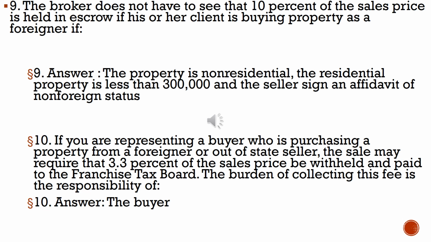Question number 10. If you're representing a buyer who is purchasing a property from a foreigner or out-of-state seller, the sale may require that 3.3% of the sales price be withheld and paid to the Franchise Tax Board. The burden of collecting this fee is the responsibility of? Answer: the buyer.